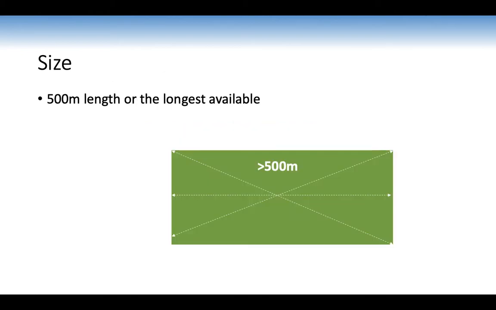Size: 500 meters length, or the longest available. It needs to be this long as it is sufficient for us to land and come to a complete stop. It's about half the length of a runway at Bankstown Airport in Sydney, but it can be hard to judge, so just use a rough estimate. And you can land diagonally as well if it means there is a headwind.